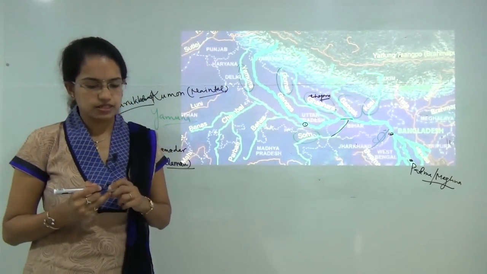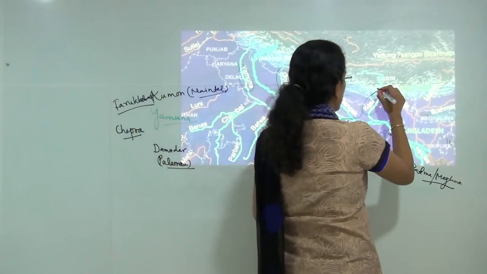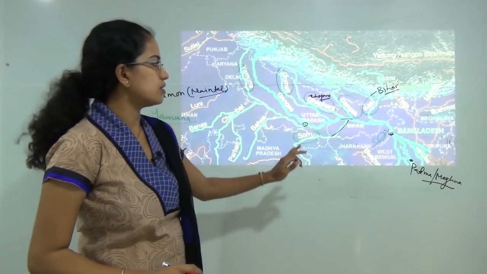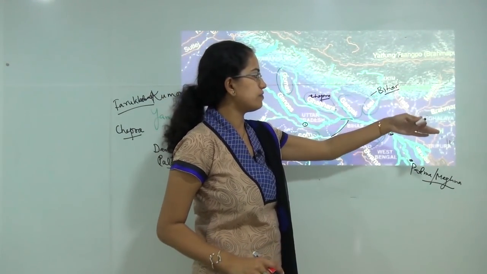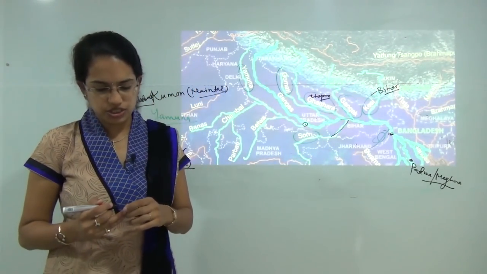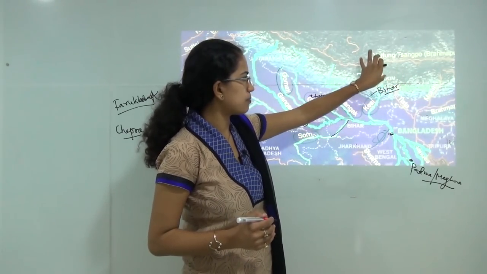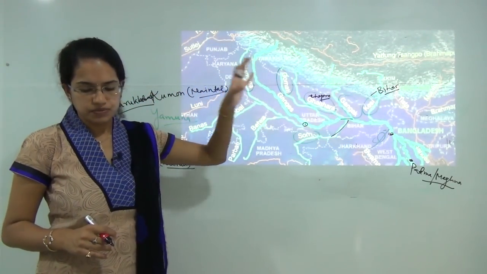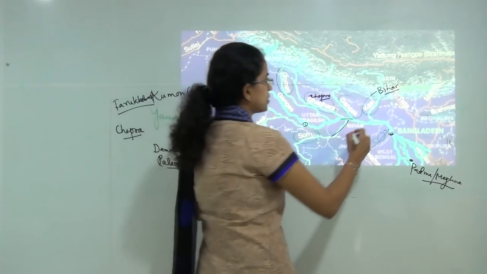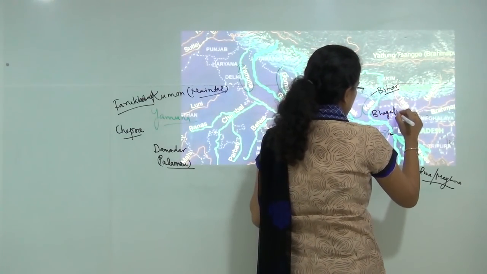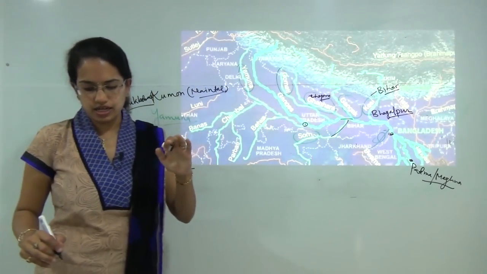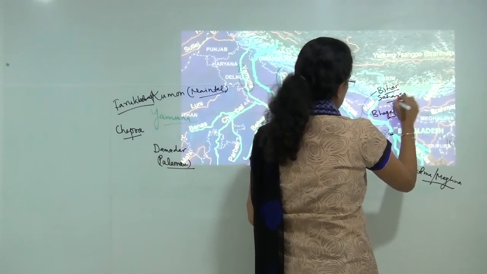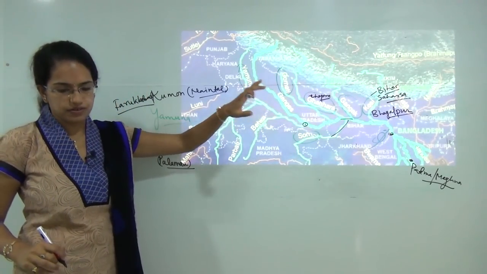Then you have the next major river, that is Kosi. Kosi is known as Sorrow of Bihar. As we call Damodar the Sorrow of Bengal, Kosi is known as Sorrow of Bihar because it brings a lot of floods in the region of Bihar. Now Kosi originates in the Nepal, Tibet and Sikkim region, and finally drains through Bihar and joins Ganga. The region where it joins Ganga is Bhagalpur, and where it enters India is Saharsa. So that's about Kosi.